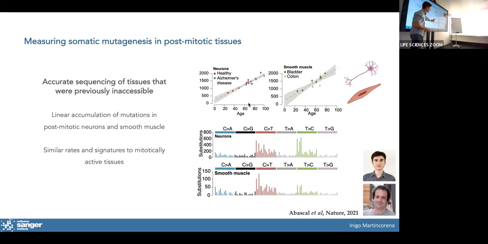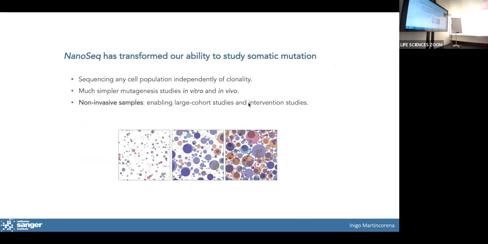You can also see that the signatures, which tell you about the processes behind these mutations, are again very similar, with some differences in neurons, muscle, and blood here. So we're very excited by this technology. We're now able to sequence any cell population independent of clonality. It has simplified the analysis of mutagenesis, because you can now take a blood sample and just measure mutation rates in that individual in bulk without having to do anything more complicated. Before, we had to isolate stem cells from a blood sample and grow them into colonies and sequence individual colonies.